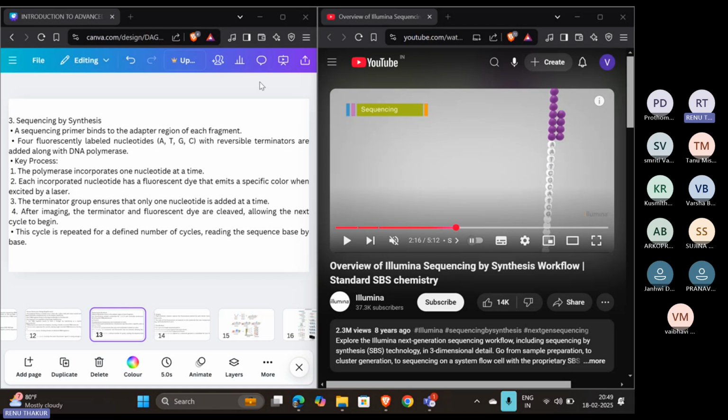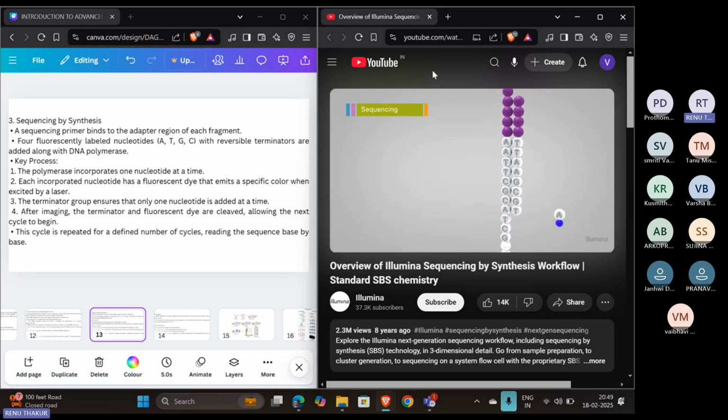So the DNA polymerase is going to incorporate, see, only one nucleotide at a time. Here T got incorporated and here A is going to get incorporated. Every time a nucleotide is incorporated, a fluorescent signal is emitted, as you can see: blue for A, green for G, and yellow for C. It's being emitted, right?